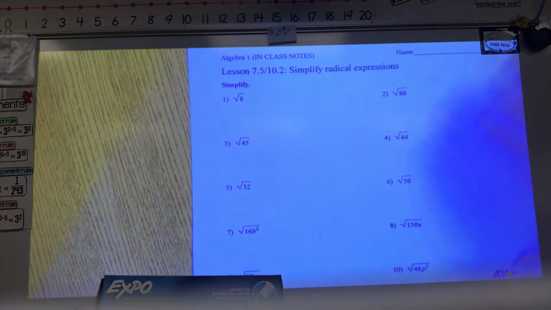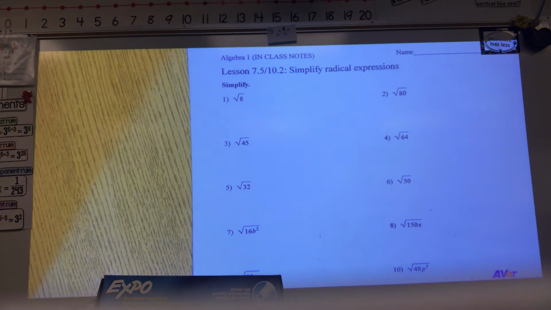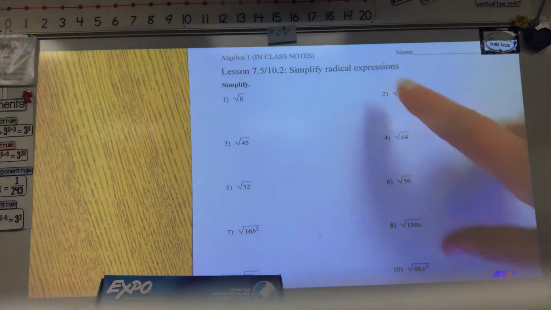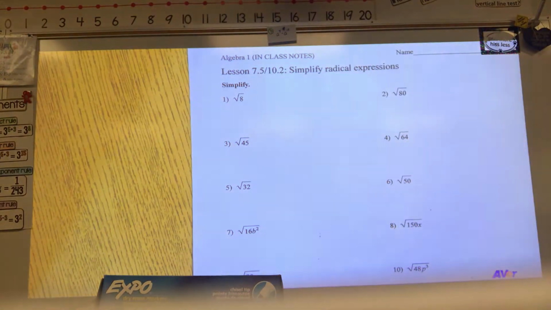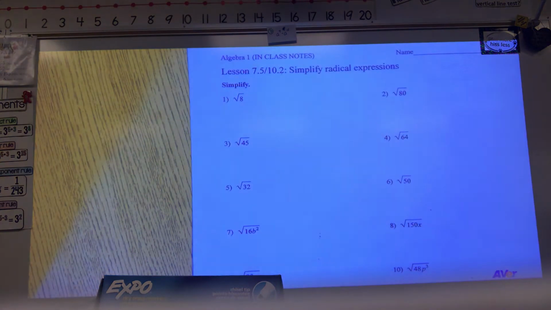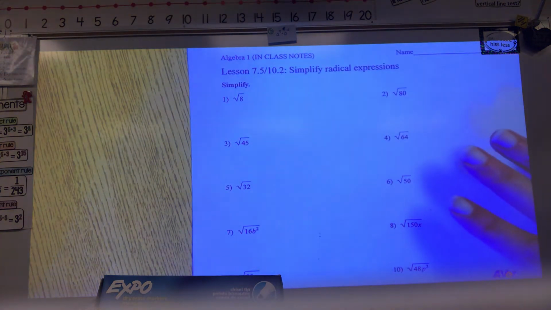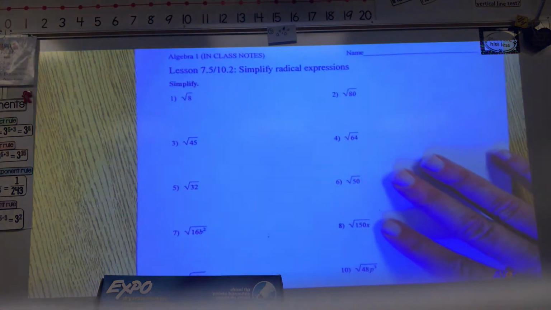And the other side, more in-class notes. And here we're simplifying radical expressions. So we're breaking this big thing down to its finest ingredients. Okay, cool. So let's get started on this side.